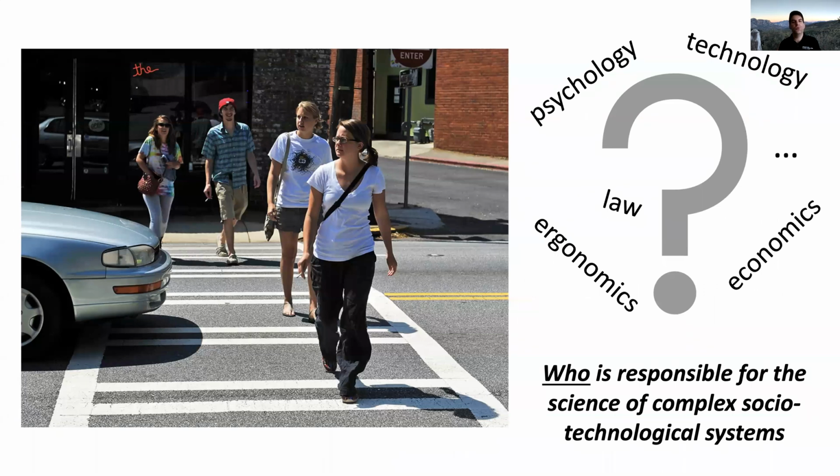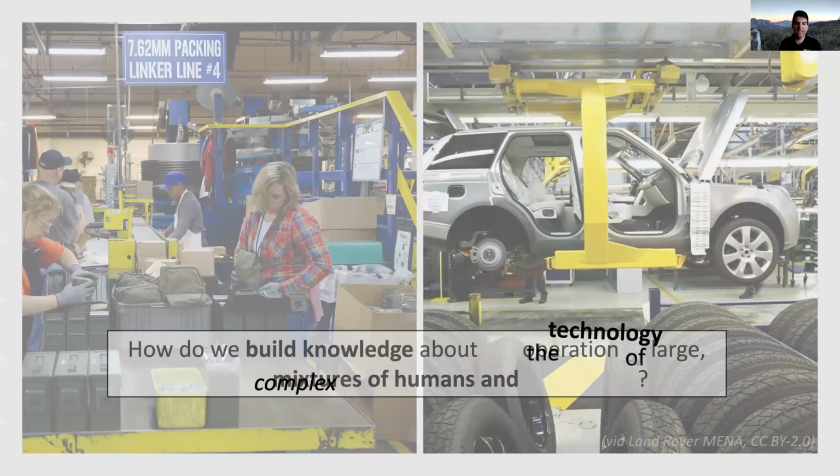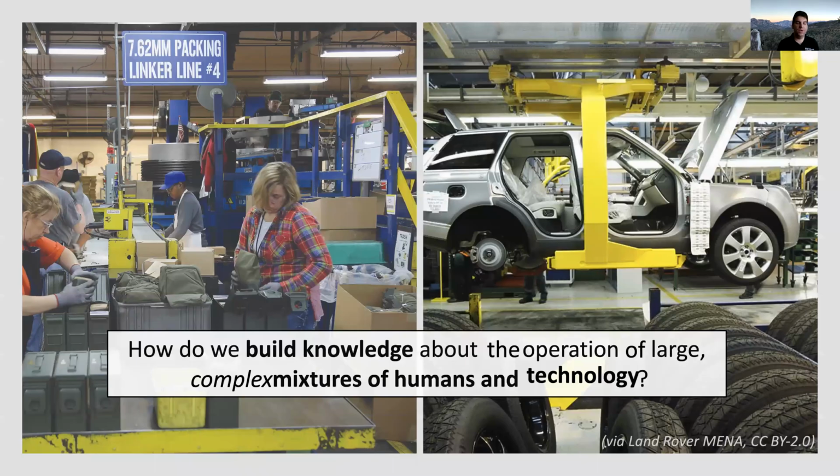There really is no one science that we industrial engineers can lean on. We almost have to invent it ourselves. And that is really what we do as industrial engineers. We have to not only consume the knowledge, but we have to build knowledge about these complex mixtures. When you put humans and machines and the natural environment together in one place, you develop systems that science has not ever seen before.